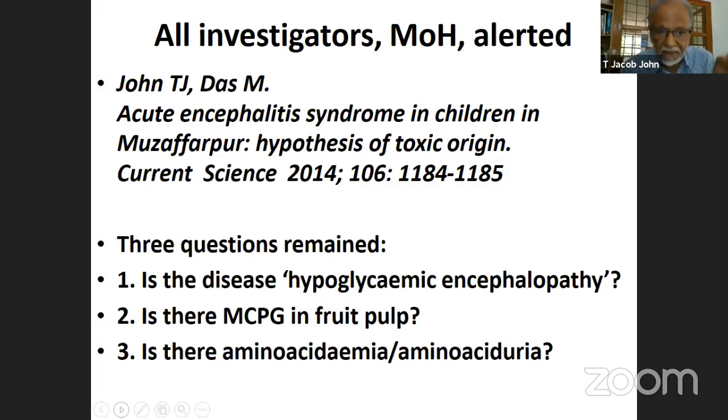Is there MCPG, methylene cyclopropyl glycine, which is an analog of methylene cyclopropyl alanine in the Jamaican ackee fruit? Is there amino acidemia, amino aciduria? All three were proved, the first two by us and the third by the CDC Atlanta people, because once they realized it is a biochemical disease, they immediately stepped in and completed the investigation.